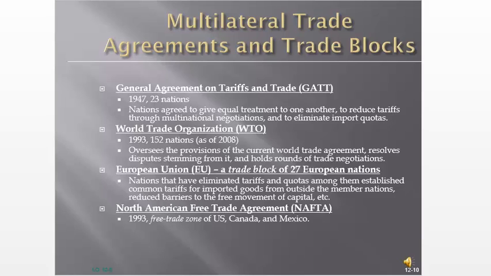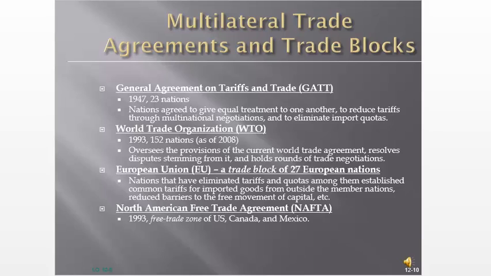Other commonly known trade agreements and trade blocs include the European Union. The EU is a trade bloc that included 27 European nations as of 2008. The EU eliminated tariffs and quotas amongst its members, established common tariffs for imported goods from outside the member nations, reduced barriers to the free movement of capital, and coordinated on other economic policies. It also led to the creation of a single European Union currency known as the euro.